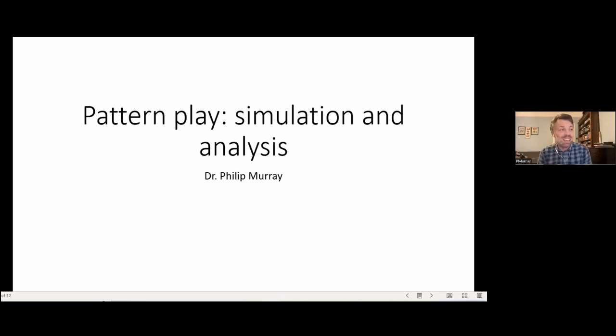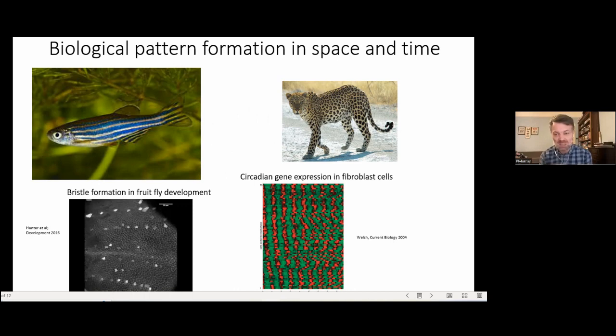So in the next slide, you can see some images with some very nice patterns. On the left-hand side of the top, you can see a zebrafish with a striped body pattern. And then on the right, you can see a leopard. So there's a fundamental question in developmental biology, which is, how do these patterns get laid down? So where do they come from?